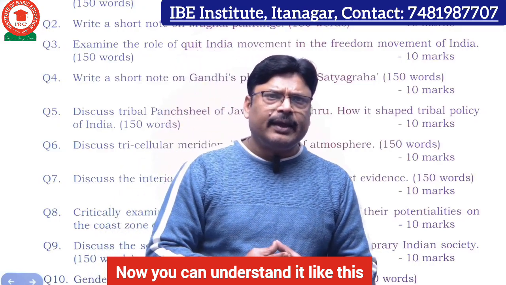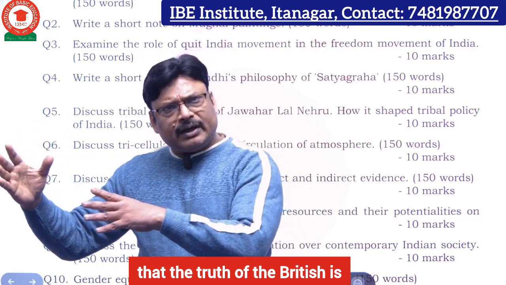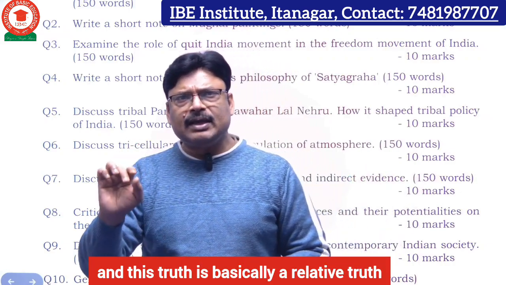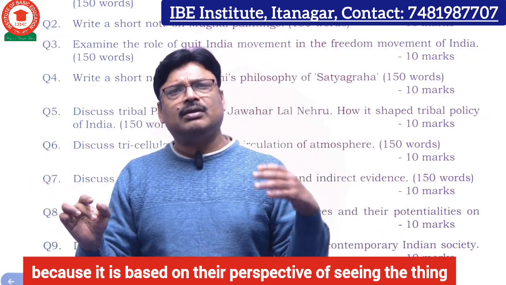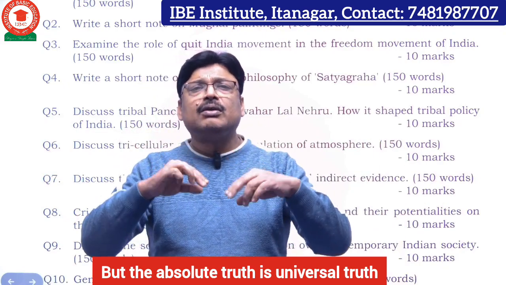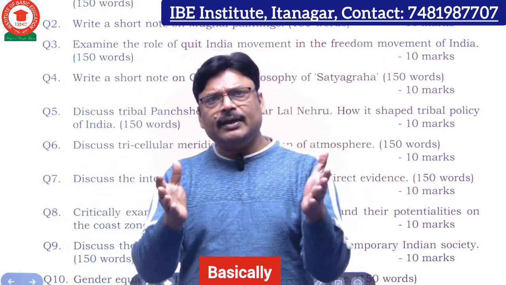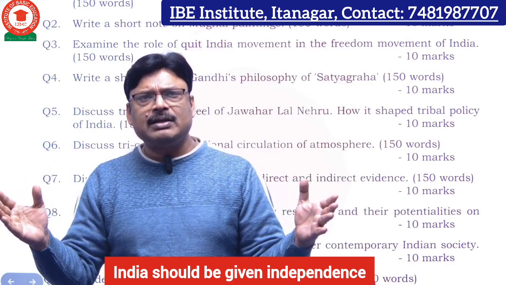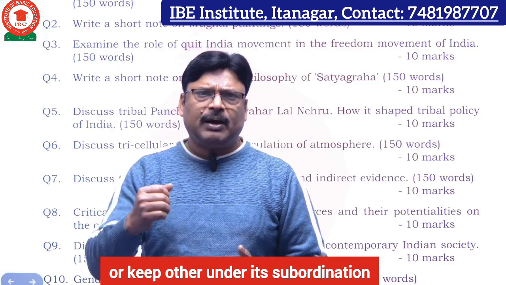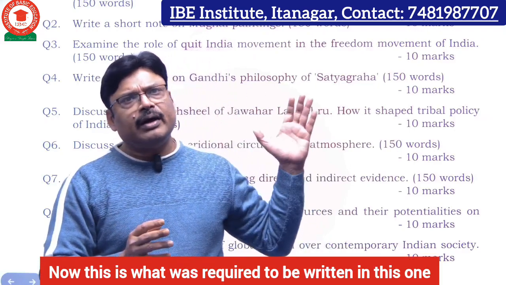Now you can understand it this way: when Gandhi says that the truth of the British is that we should dominate and rule India, this truth is basically a relative truth because it is based on their perspective of seeing the thing. But the absolute truth is universal truth and it is way above the relative truth. And what is the absolute truth? Basically, India should be given independence because all humans are equal, and no human has the right to dominate another or keep another in subordination. This is what was required to be written in this one.